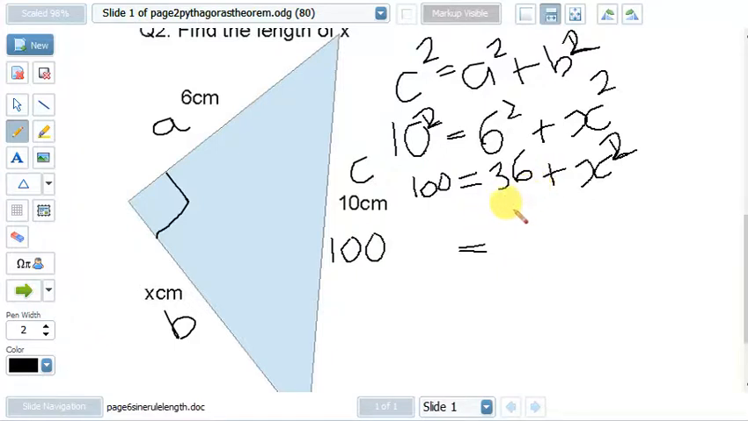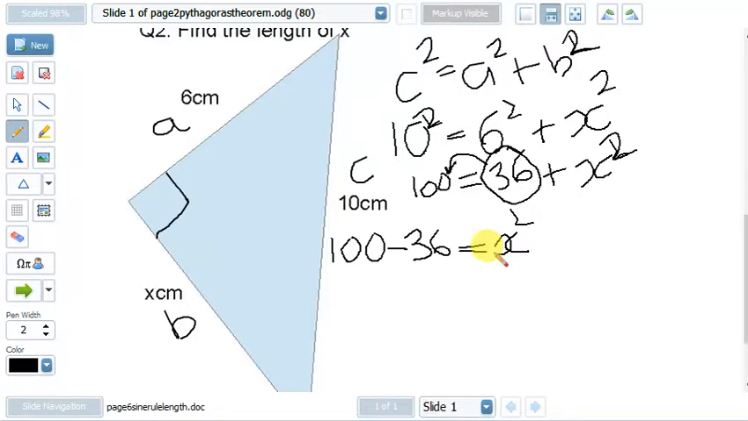Okay, so basically now what we've got to do is look at our equation. So we've got 100 equals 36 plus x squared. Now the 100 is a known, the 36 is a known, and the x squared is an unknown. So what we've got to do is move the 36, and it's positive 36 because of the sign in front of it. Okay, so when we move positive 36 across to the other side, it becomes negative 36, and that equals x squared. Okay, so a nice simple question here now.